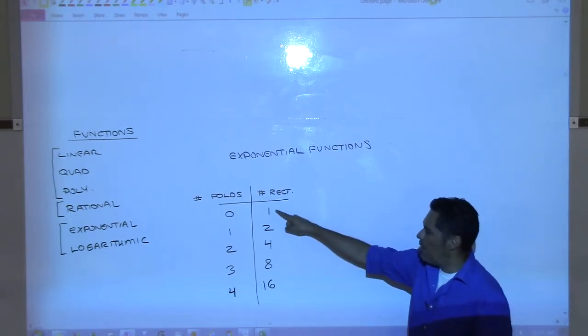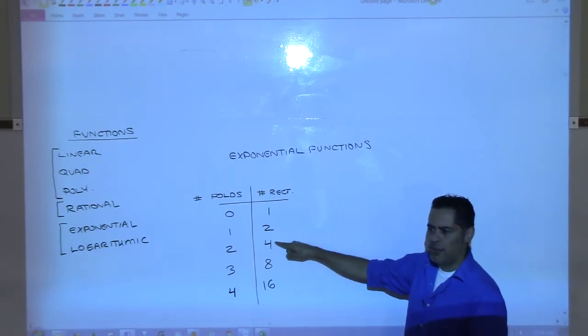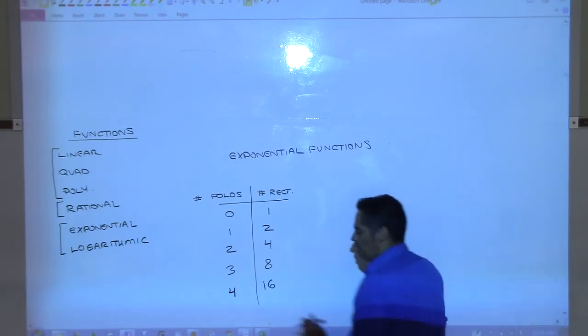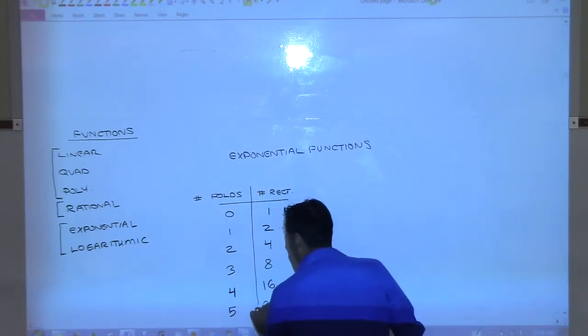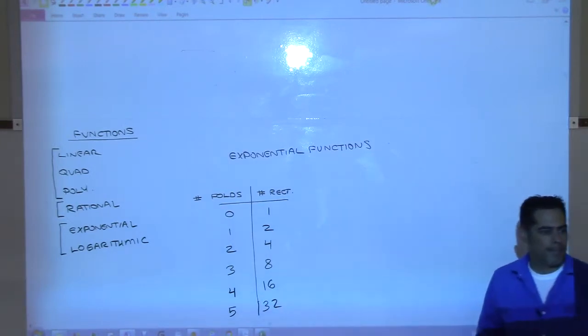So I started out with 1, I folded it. That means I multiplied it by 2 and became 2. 2 times 2 again is 4. 4 times 2 again is 8. 8 times 2 again is 16. So if we were able to do 5 folds, we get 32 rectangles. And this would continue, right?